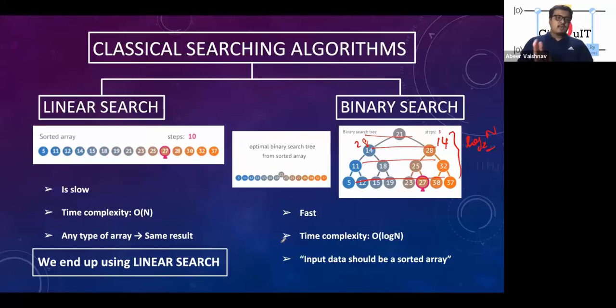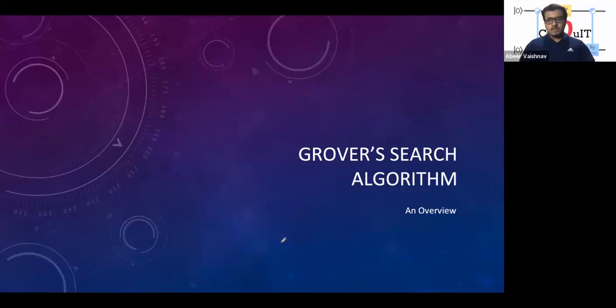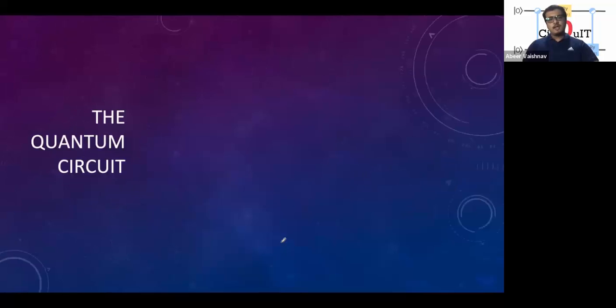So one question which comes up in our mind is that, okay, for an unsorted database, the best case that I can get is O of n. Okay, but can I do something better than this? And this is where the quantum solution comes into picture. That is Grover's search algorithm. So Grover's search algorithm, it's just a brief overview. I think most of you might be knowing, at least on the surface level, what exactly Grover's search algorithm does. So yeah, let's get on to it.